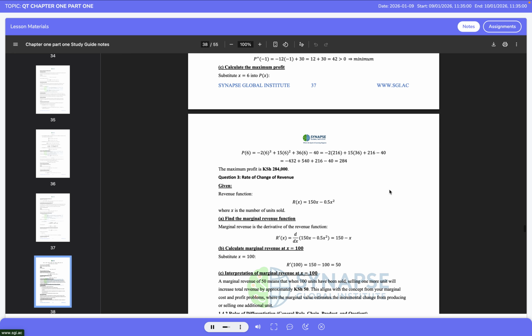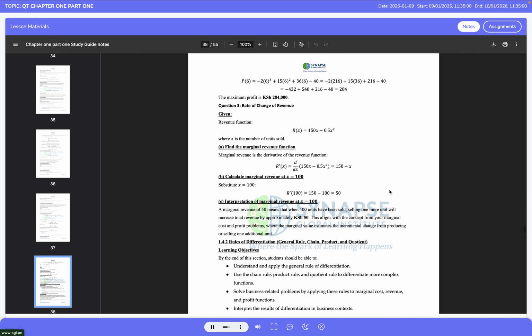In the final question, the revenue function is R(x) = 150x - 0.5x², where x is the number of units sold. Differentiating this function gives marginal revenue equal to 150 - x. When x = 100, marginal revenue is 150 - 100, which equals 50.